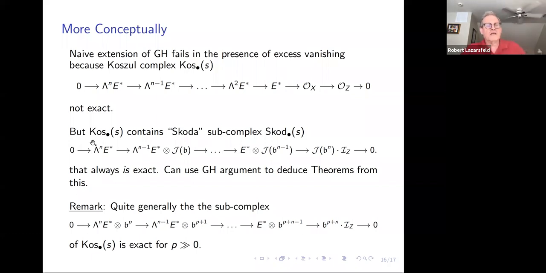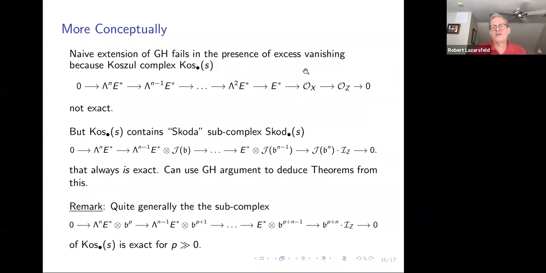So I'm going to start in wedge n of E, but then when I multiply by S, S lies in the multiplier ideal of B. So I'm going to think of that as mapping into wedge n minus 1 of E dual tensor the multiplier ideal of B. When I multiply by S again, I'm going to go into the multiplier ideal of B squared and so on. So it's the same maps as before, but instead of thinking of it as mapping into the whole vector bundle, I'm thinking of it as mapping into subsheaves defined by these multiplier ideals. I just ran out of space here.